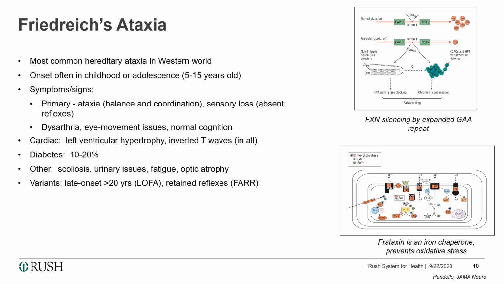The signs typically start with balance and coordination abnormalities. The patient may also have sensory loss, although they might not describe it for you in the clinic. They frequently lose their reflexes. So anybody who has what looks like a peripheral problem on top of the nervous system ataxia, you want to be thinking Friedreich's. As you heard in the videos, they have dysarthria, they can have eye movement abnormalities, they usually have normal cognition.